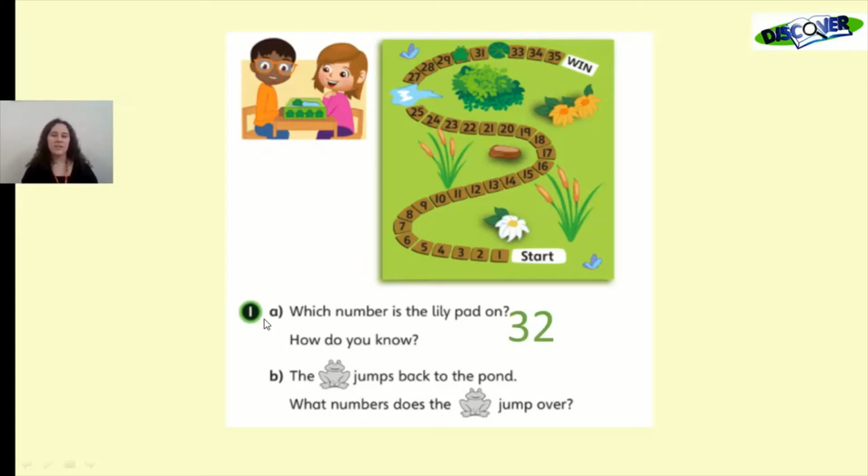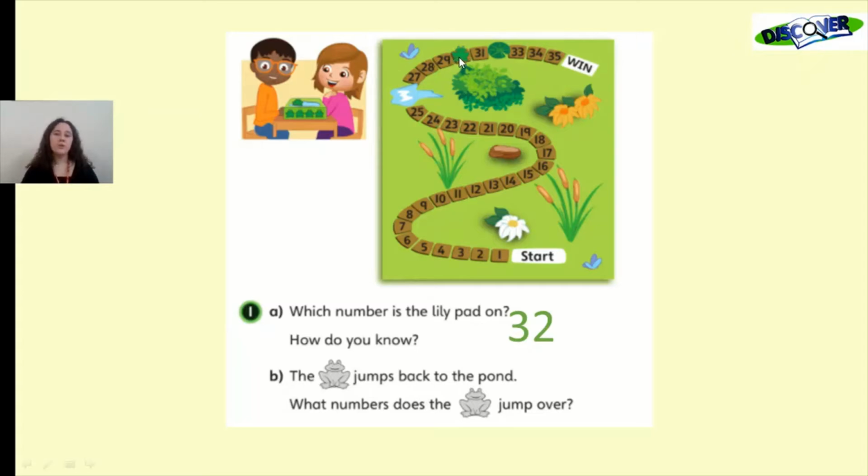Right, let's have a look now at question 1b. The frog jumps back to the pond. What numbers does the frog jump over? So here we can see again that the frog is on number 30 like we discussed before. And he's going to be jumping to the pond over here. So we need to find out what numbers are in between the frog and the pond. Do you think you could tell the person you're with what numbers are in between the frog and the pond? Well done for spotting some of them. Let's see what numbers there are.